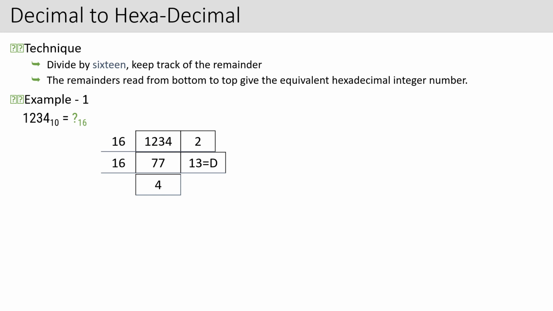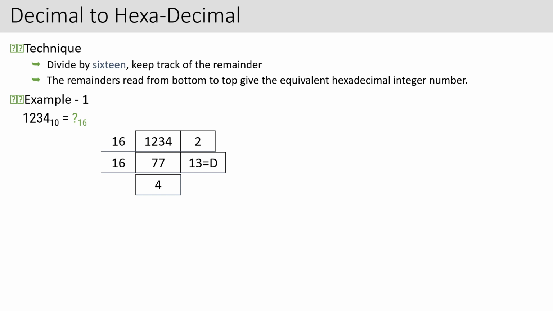F, right? Now, when I multiply 16 by 77, what do I get? 16 into 77 gives you 1232. Or I can just write it down like this: 16 into 77 is 1232. So what is the remainder? 16 into 77 gives you 1232. What is the remainder? That is 2.